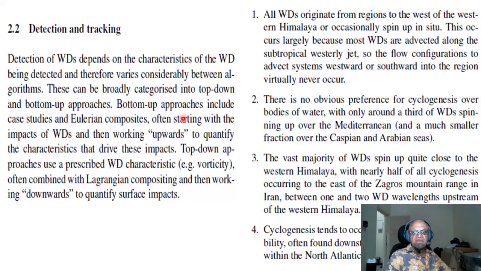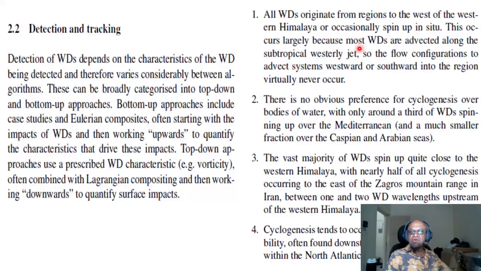These can be broadly categorized into top-down and bottom-up approaches. Bottom-up approaches include case studies and Eulerian composites, often starting with the impacts of WDs and then working upwards to quantify the characteristics that drive these impacts. Top-down approaches use prescribed WD characteristics such as vorticity, often combined with Lagrangian composites, and then working downwards to quantify surface impacts. So what are the main highlights?